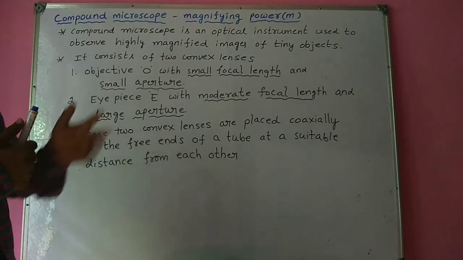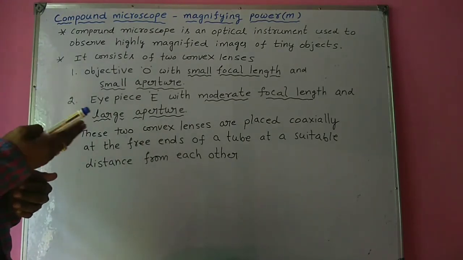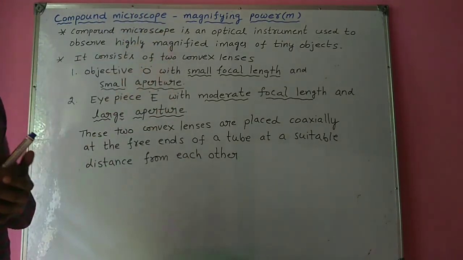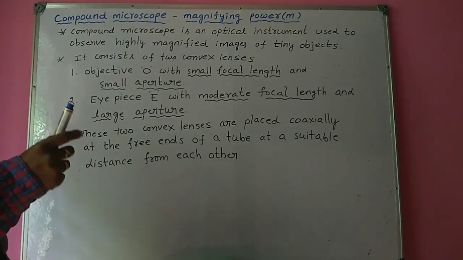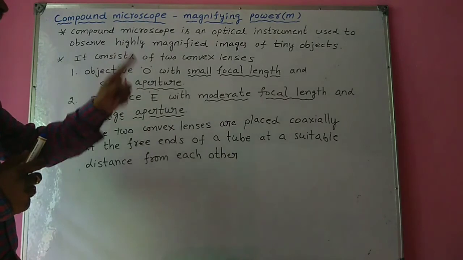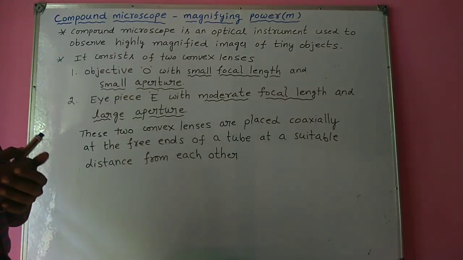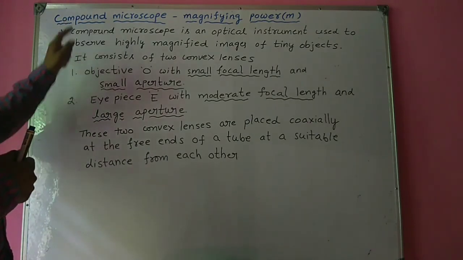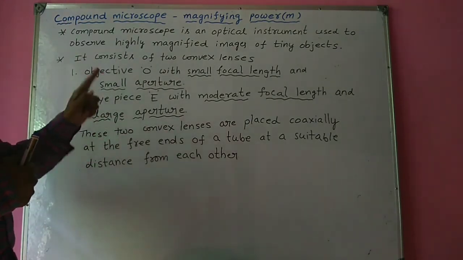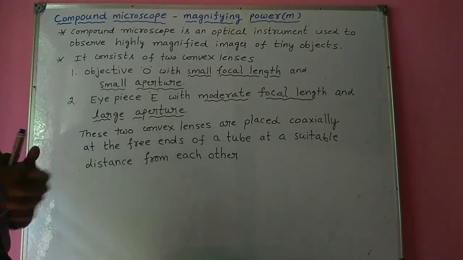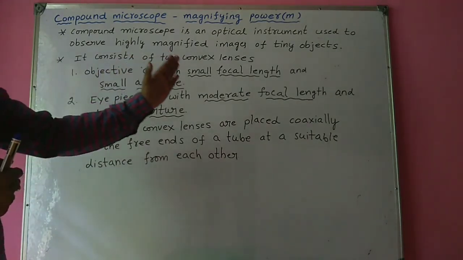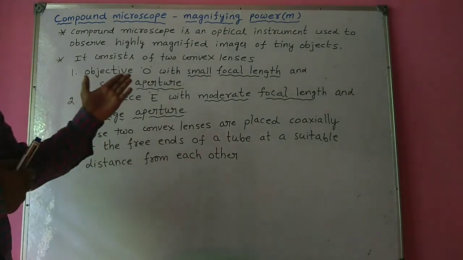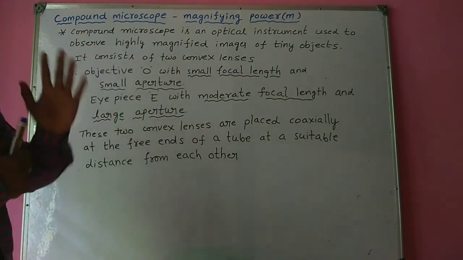What does aperture mean? It is the effective area available for the light to be incident on the lens. That is the aperture. Now the second lens of this compound microscope is called the eyepiece. It is denoted by E. This eyepiece has a moderate, that is medium, focal length and a large aperture.